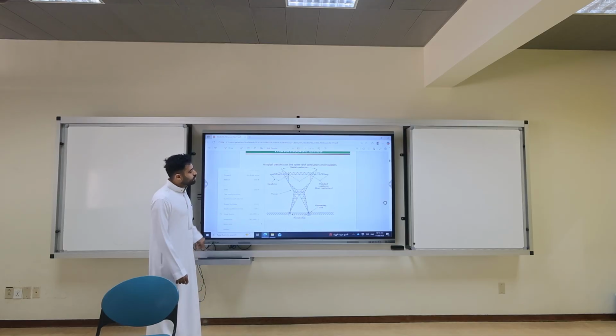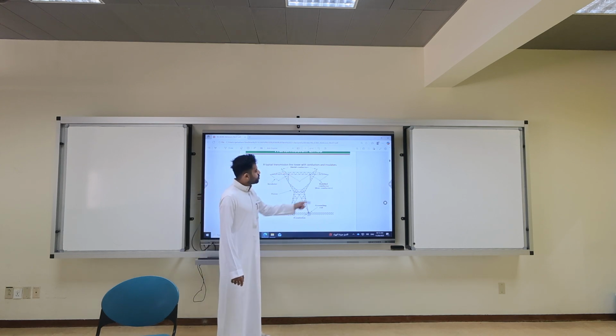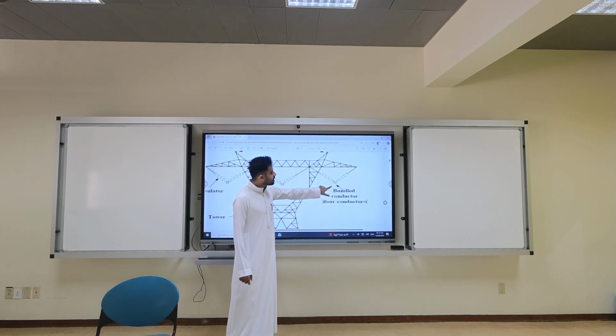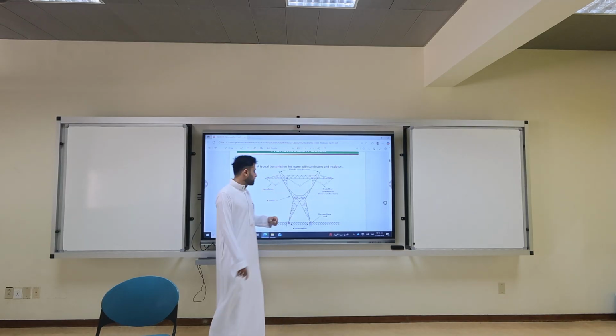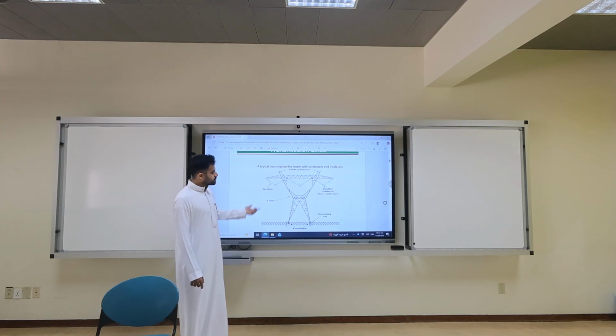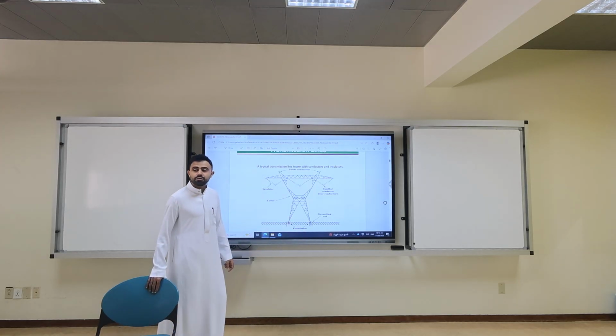This is another view of a transmission line. We have the shield conductors. We have the bundled conductors. There are 4 conductors, 1, 2, 3, 4, and they are held by spacers. We also have the tower and insulator, the grounding rod, as well as the foundation. Okay?